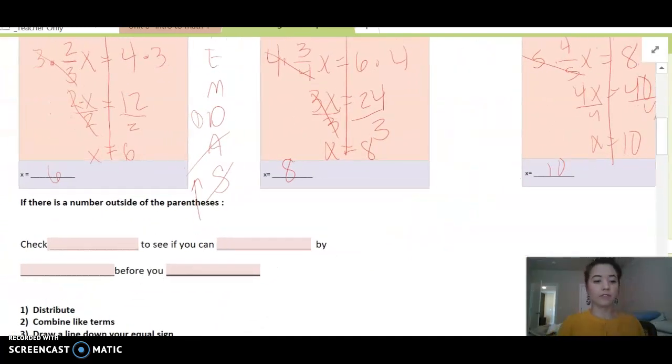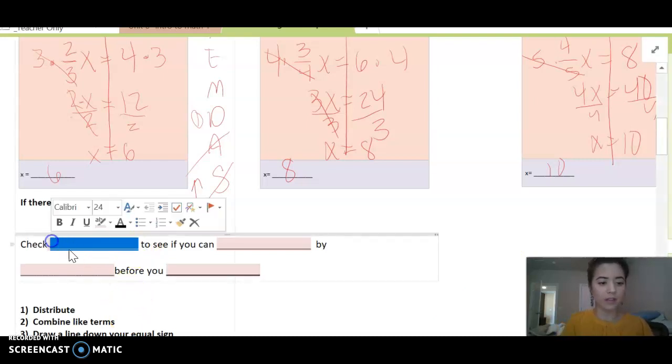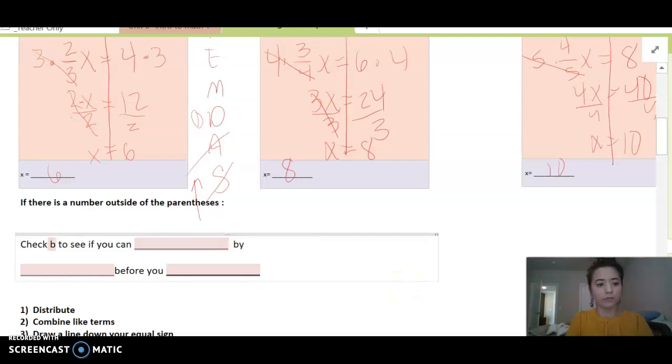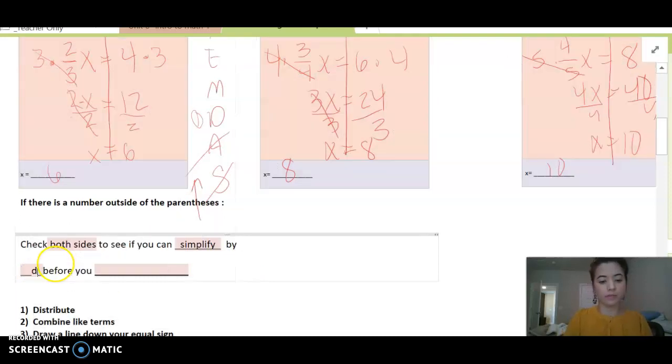All right, now that we've done a little bit of review, let's actually get into what we're going to do today. So what you need to do, if there's a number outside of the parentheses, you need to check both sides to see if you can simplify by distributing before you solve.